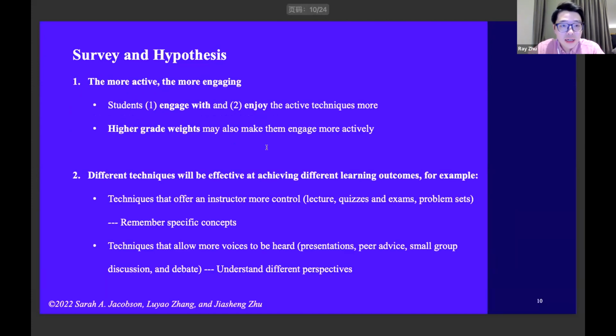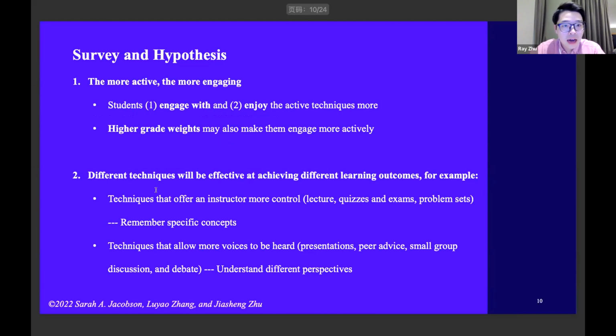Accordingly, we have two hypotheses. First, we hypothesize that students engage with and enjoy the active techniques more. We also hypothesize that higher grade weights may make them engage more actively. In short, the more active, the more engaging.